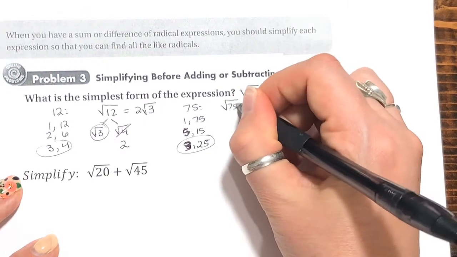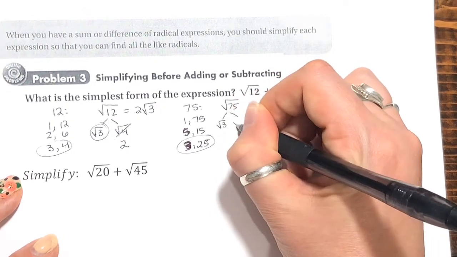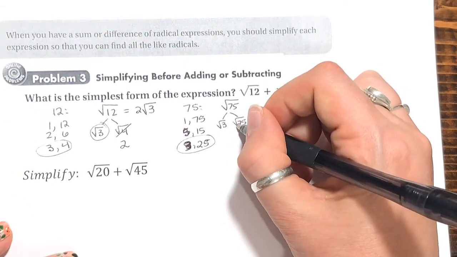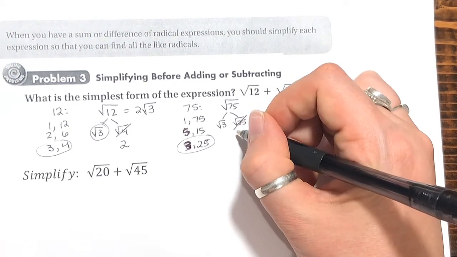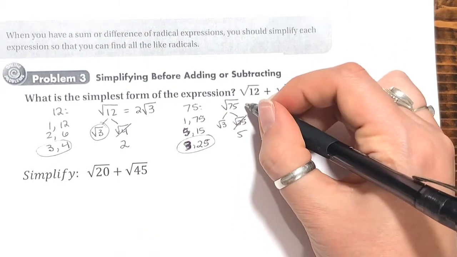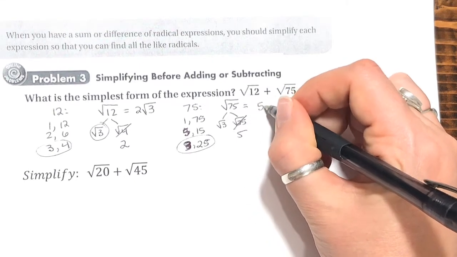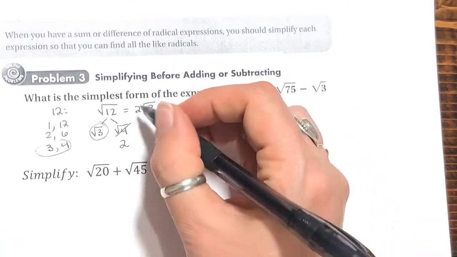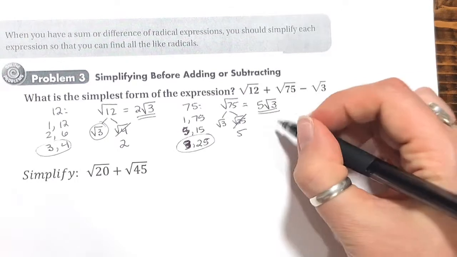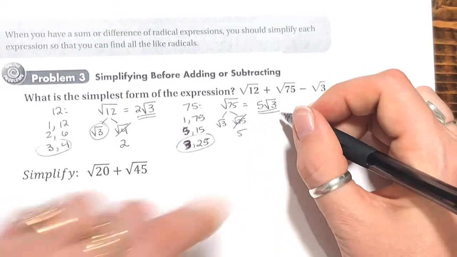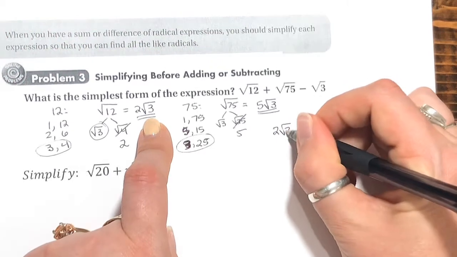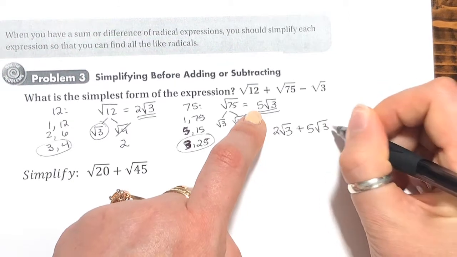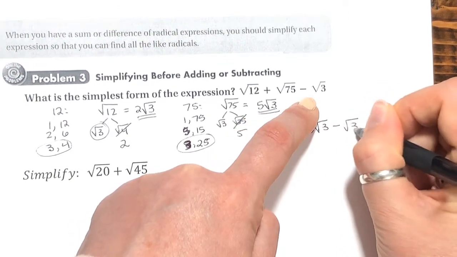So the square root of 75, I can break up to be the square root of 3 times the square root of 25. Where again, 3 I can't break up at all, but 25 is a perfect square. So the square root of 25 is 5. So really, the square root of 75 can be written as 5 square roots of 3. So if I change both of these to their new formats, if I rewrite my problem, instead of the square root of 12 it's going to be 2 square roots of 3 plus, instead of the square root of 75, I'm going to do 5 square roots of 3 and then subtract a square root of 3.